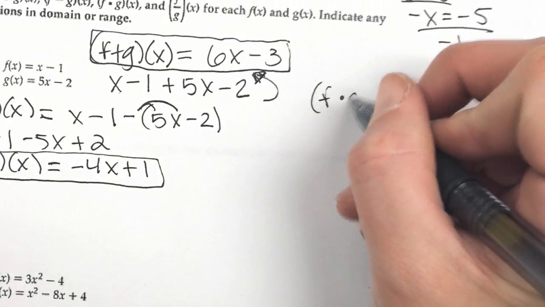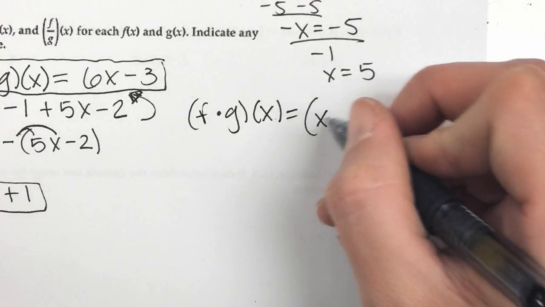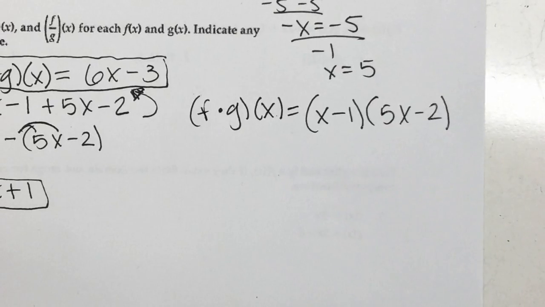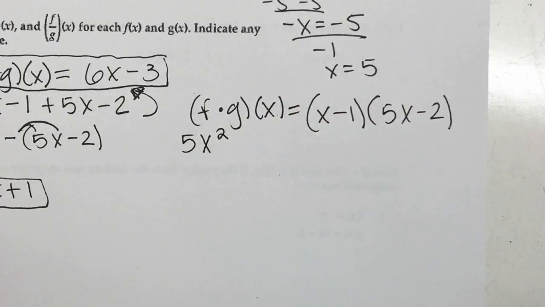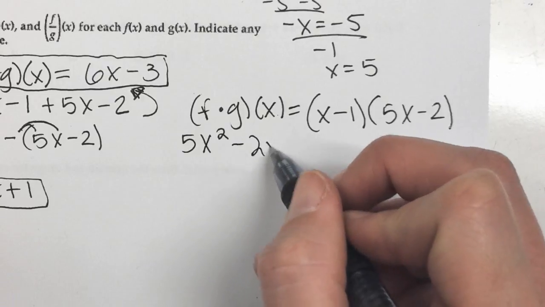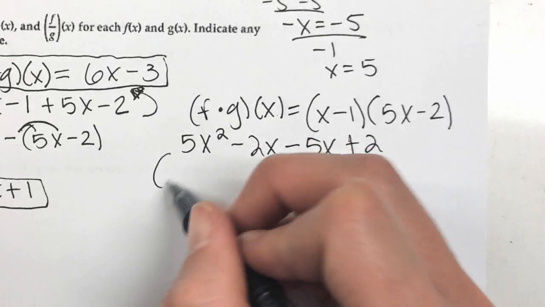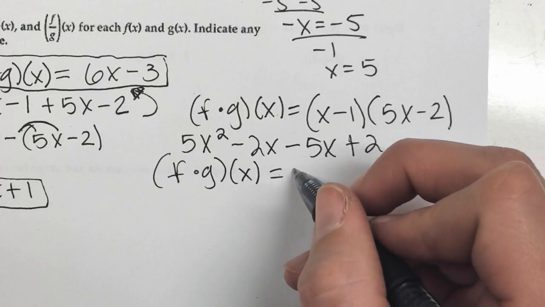So f times g of x. Which one goes first? X minus 1 times 5x minus 2. So how do we multiply these? Good. How do we know we're supposed to pull two binomials? Good. So my first terms are going to give me what? Good. Outer? Inner? Last. Good. So f times g of x. What's my final answer going to be?